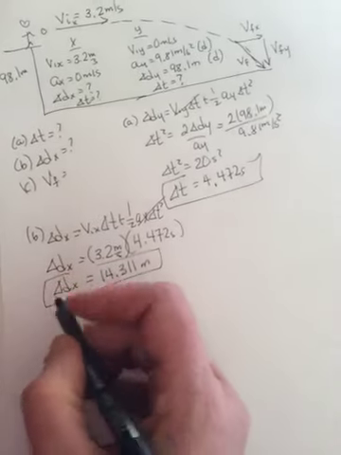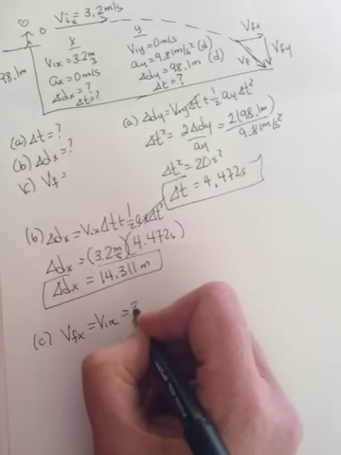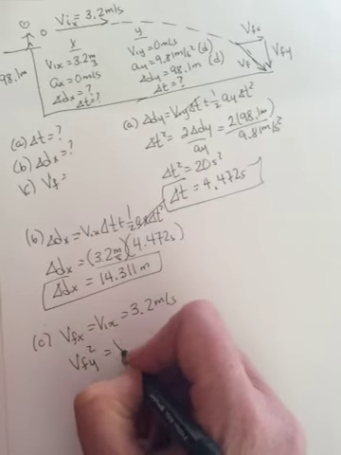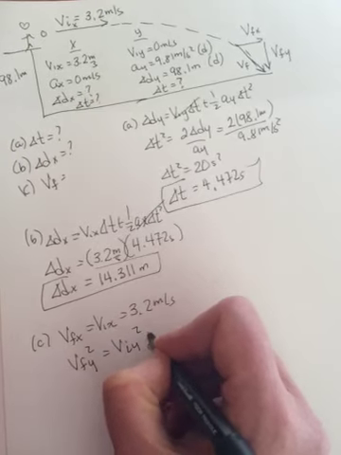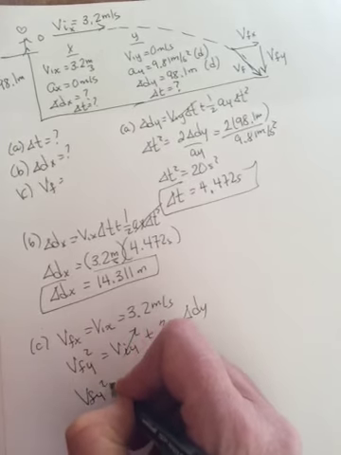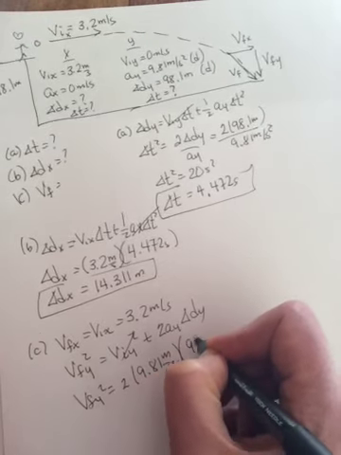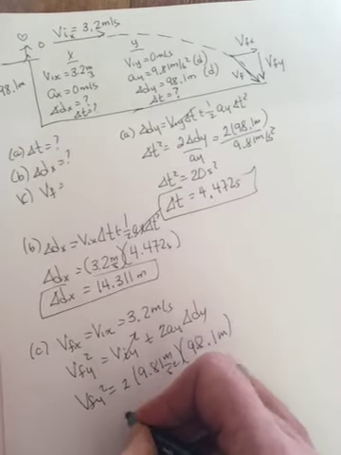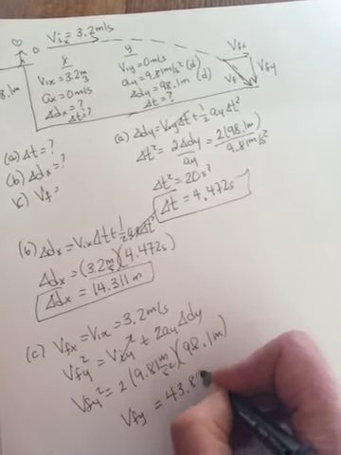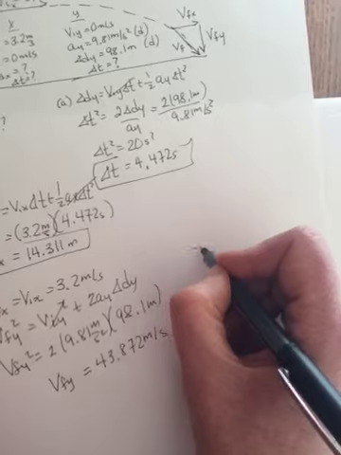Okay, C. We need vfx and vfy. Well, vfx should be pretty easy because ax is 0, so vfx is just equal to vix, which is 3.2 meters per second. vfy, you could use one of two equations. I'd probably use viy squared plus 2 ay delta dy. This goes to 0. vfy squared is equal to 2 times 9.81 meters per second squared times 98.1 meters. Don't forget to take the square root, and when you do, you get 43.872 meters per second.